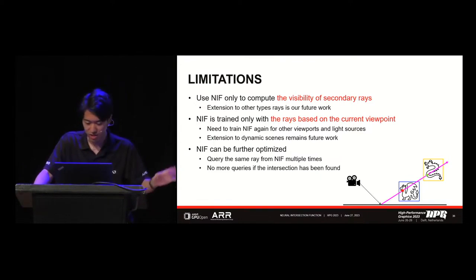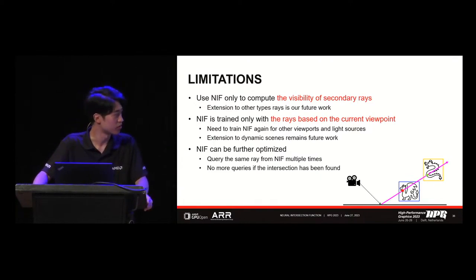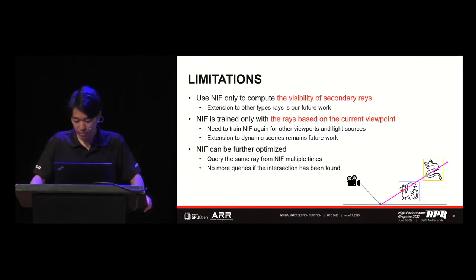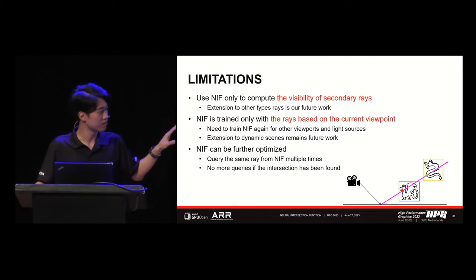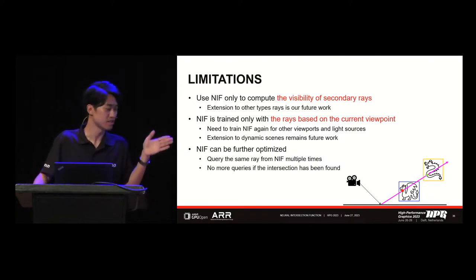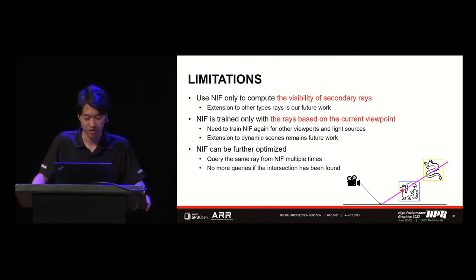For example, in this image, we're executing NIF for this pink ray 2 times, for the 2 hit points, red and green. But we don't need to. If the intersection point is found on the red hit point, then we don't need to execute anymore for this pink ray for the green hit point here, because its intersection point is already found. So like this, we can further optimize our implementation.